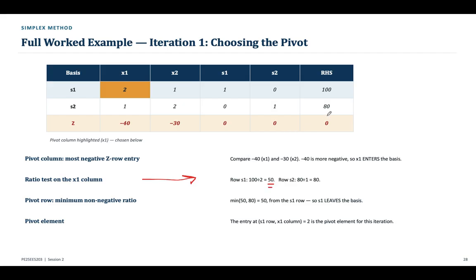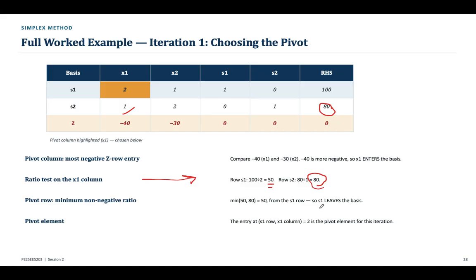Similarly, we come to the second row. You have 80 and a coefficient of 1, so you get 80. So the minimum non-negative ratio is 50, and it comes from the S1 row. Are you understanding the procedure here? So the pivot element is the intersection of the x1 column and the S1 row.